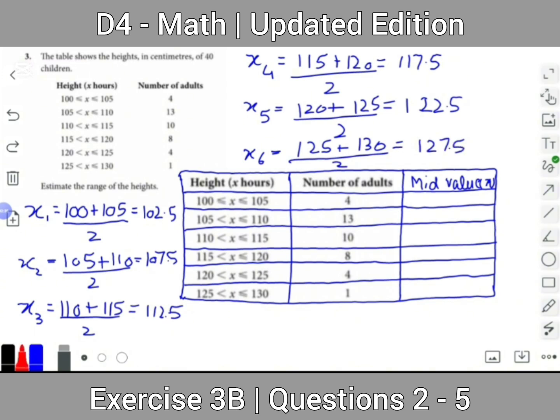So here we have the first value 102.5, the second value is 107.5, the third value is 112.5, the fourth value is 117.5, the fifth value is 122.5, and the last value is 127.5. Now to find the estimated range, we will use the formula.